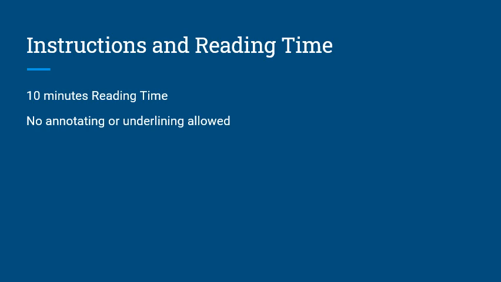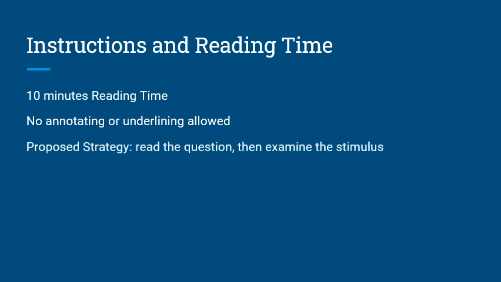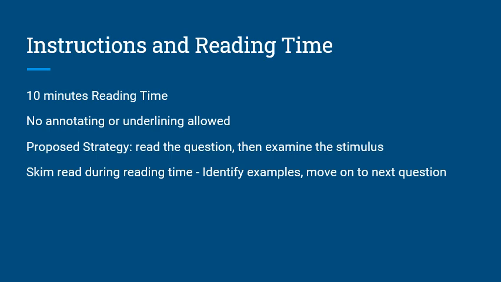Now, historically, some students have decided to read all questions and then look at all stimulus in one fell swoop. I would recommend that you read one question at a time and then examine the stimulus for that question. That will allow you to skim read during that time and to identify examples from that stimulus based on the question that you've just read. And once you are clear with your examples and evidence that you're going to use, move on to the next question. So for example, text 1, question 1: read question 1 first, then examine text 1.